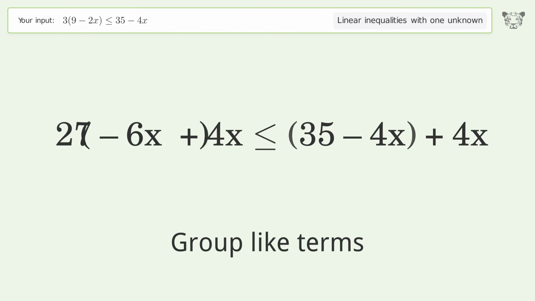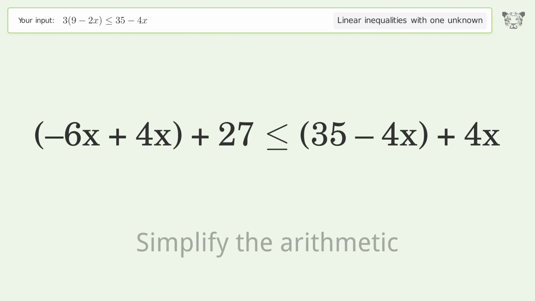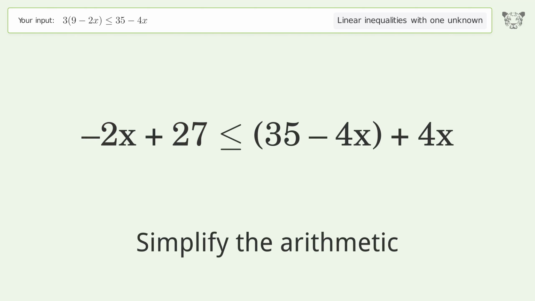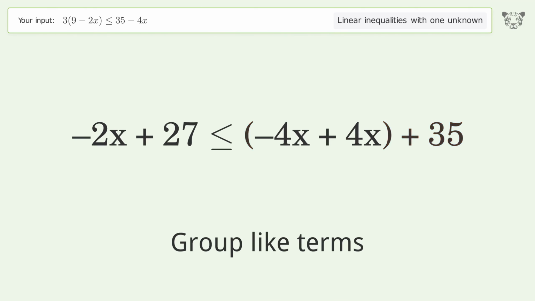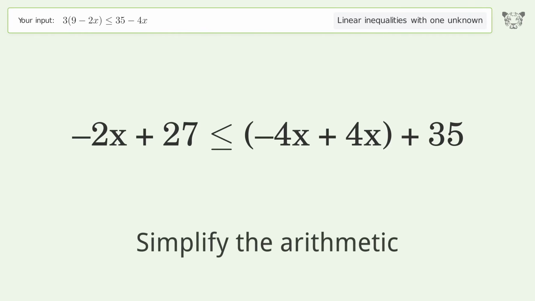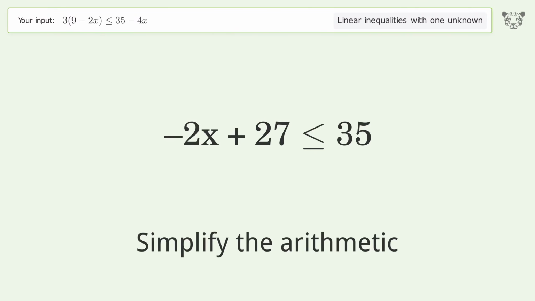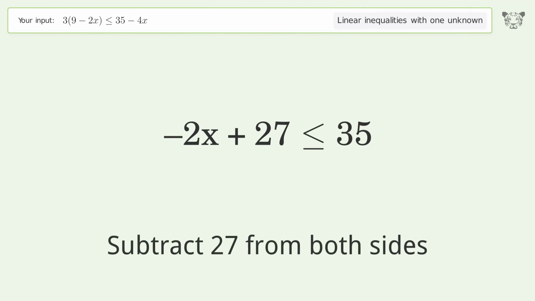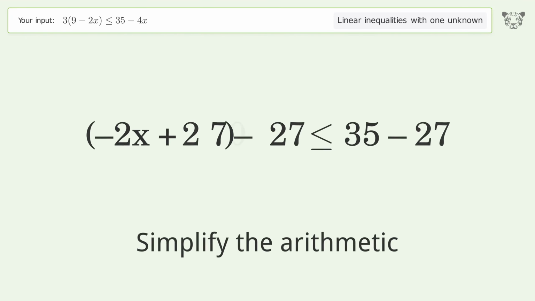Group like terms. Simplify the arithmetic. Group like terms. Simplify the arithmetic. Group all constants on the right side of the inequality. Subtract 27 from both sides. Simplify the arithmetic.